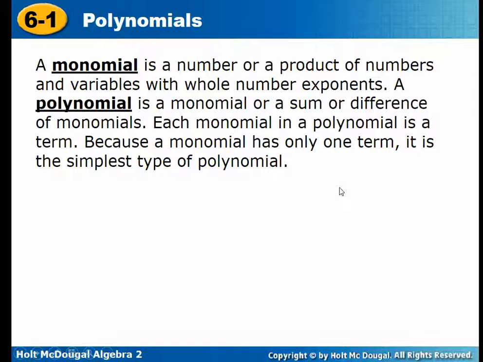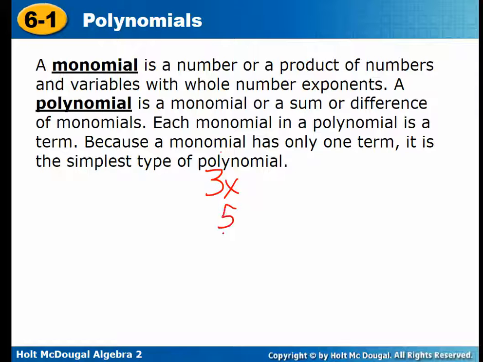So there's a lot of definition in this section. It's not super complex vocabulary, but there is a fair amount of new words to learn. So first of all, a monomial is a number or product of numbers and variables with whole number exponents. So that's a really complex way of saying that there's only one term. So you might have something like 3x, that's a monomial.